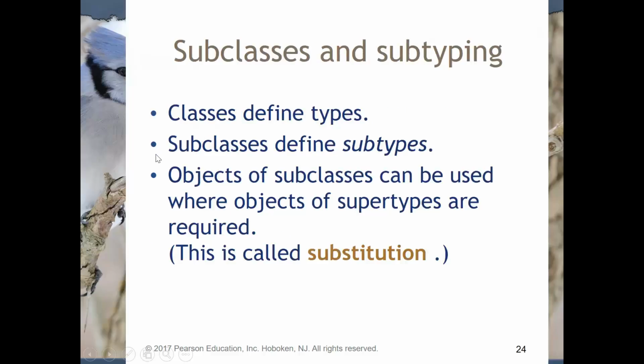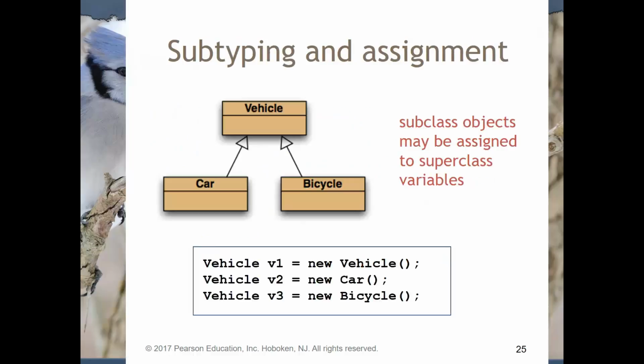Subclasses and subtyping. Classes define types, subclasses define subtypes. In other words, if this is a child of this, it's a subtype of this. Objects of subclasses can be used where objects of supertypes are required. This is called substitution. Important concept. In this case, a vehicle variable is a new vehicle, a new car, and a new bicycle. So in other words, vehicle is capable of handling itself and all of its child classes, or subclasses, as well.